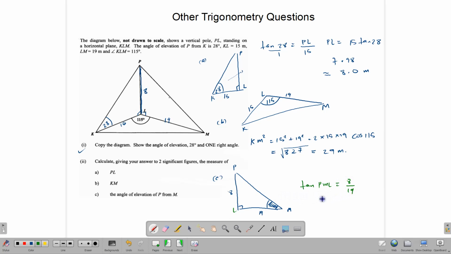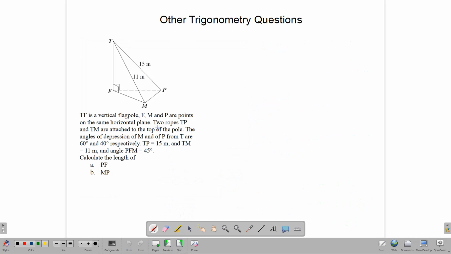And we want the angle, so we use the inverse tan. PML is therefore equal to tan inverse of 8 over 19. And when you work that out, you end up with 36 degrees. So it helps to split the diagram into pieces. Once you split them into pieces, you begin to see exactly what you need to calculate and how you need to calculate it. Let's look at our next question.